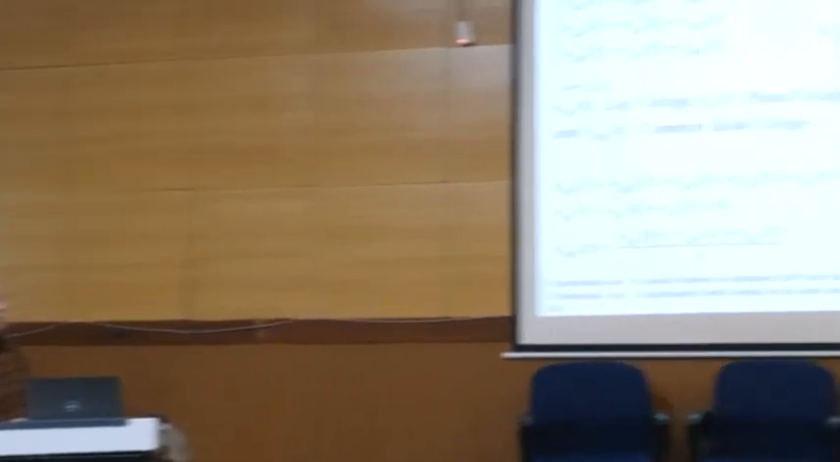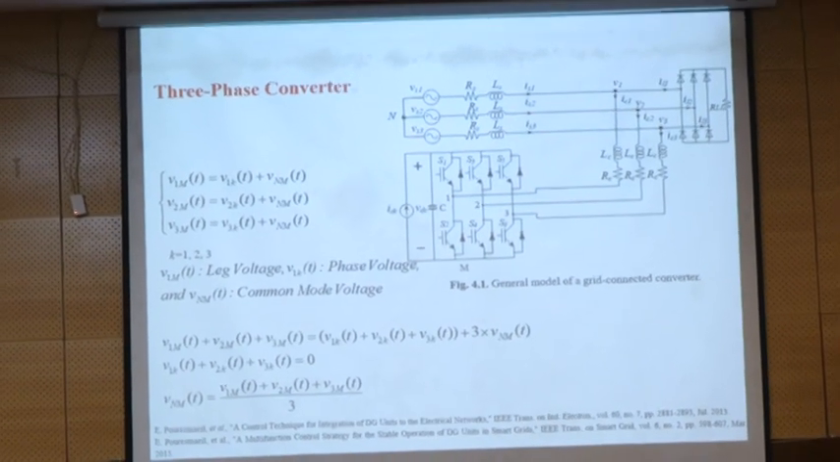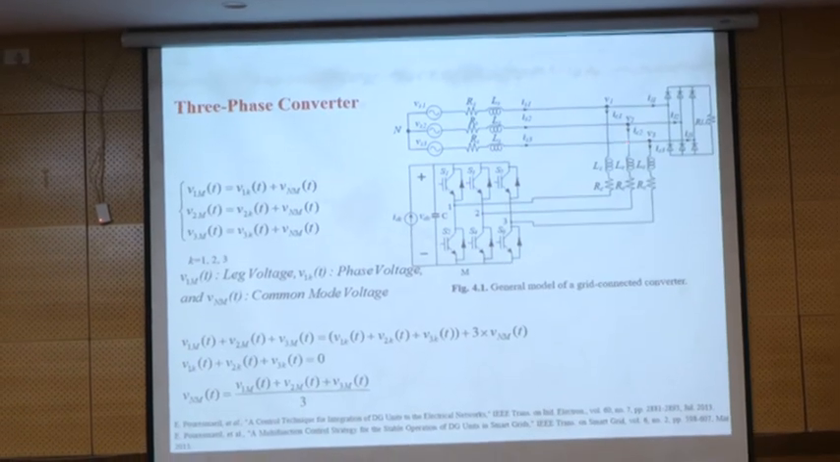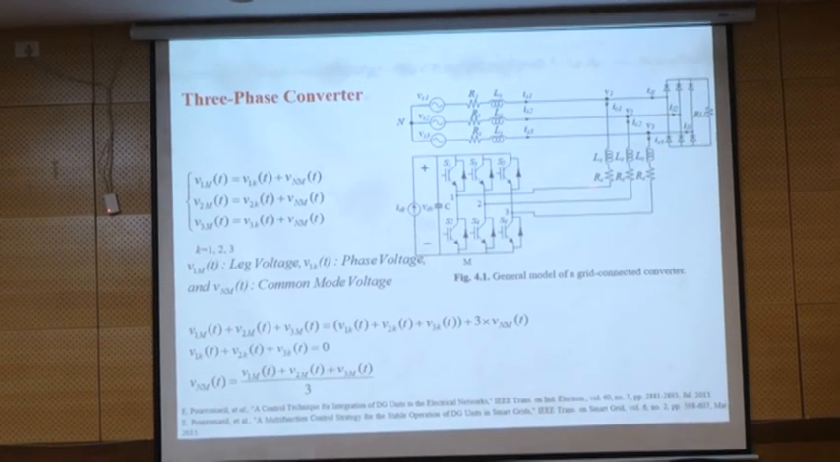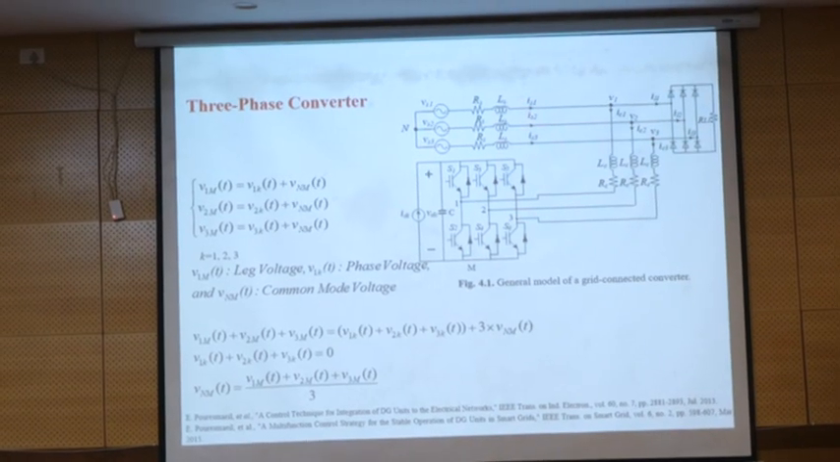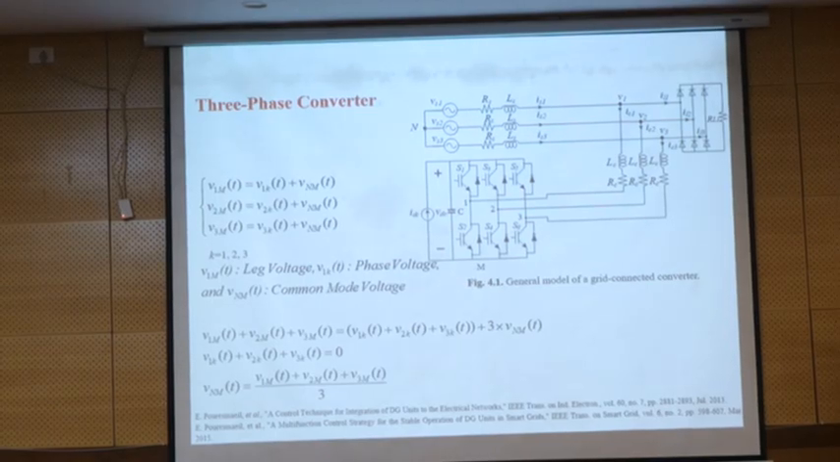So then we talk about the grid connected converter. We see that we have the converter based on the sources and the grid. We have a filter after the converter. We have the grid with the impedance of the grid and nonlinear loads.